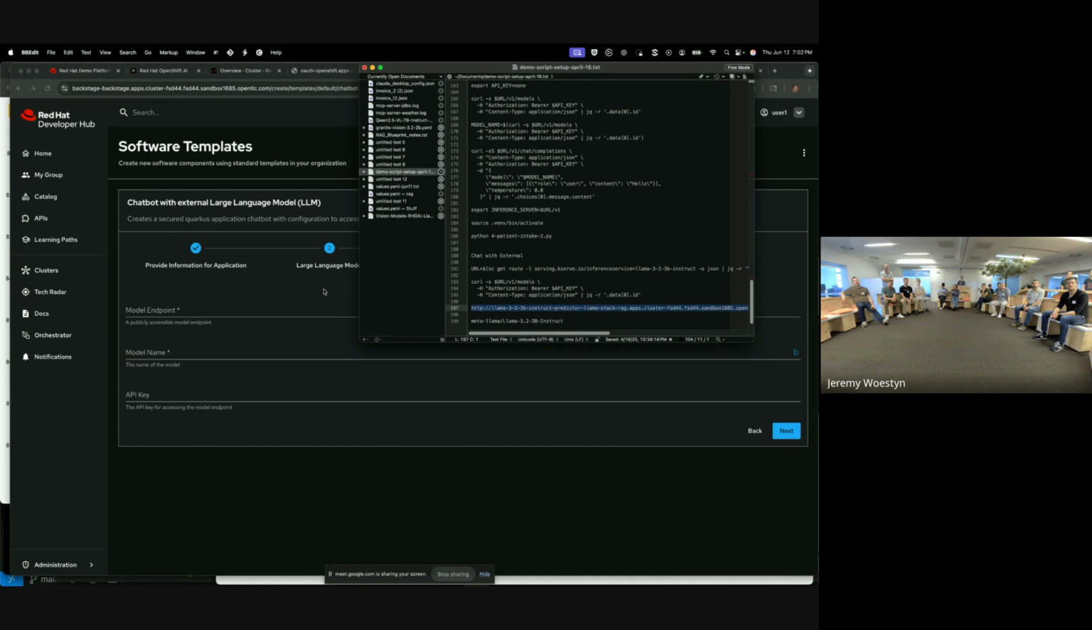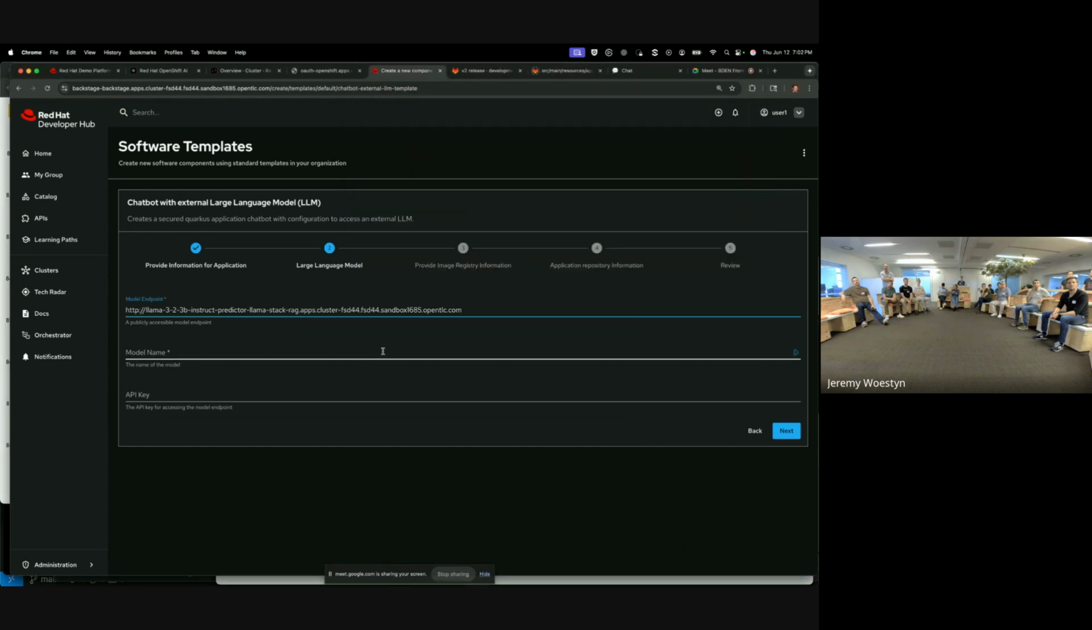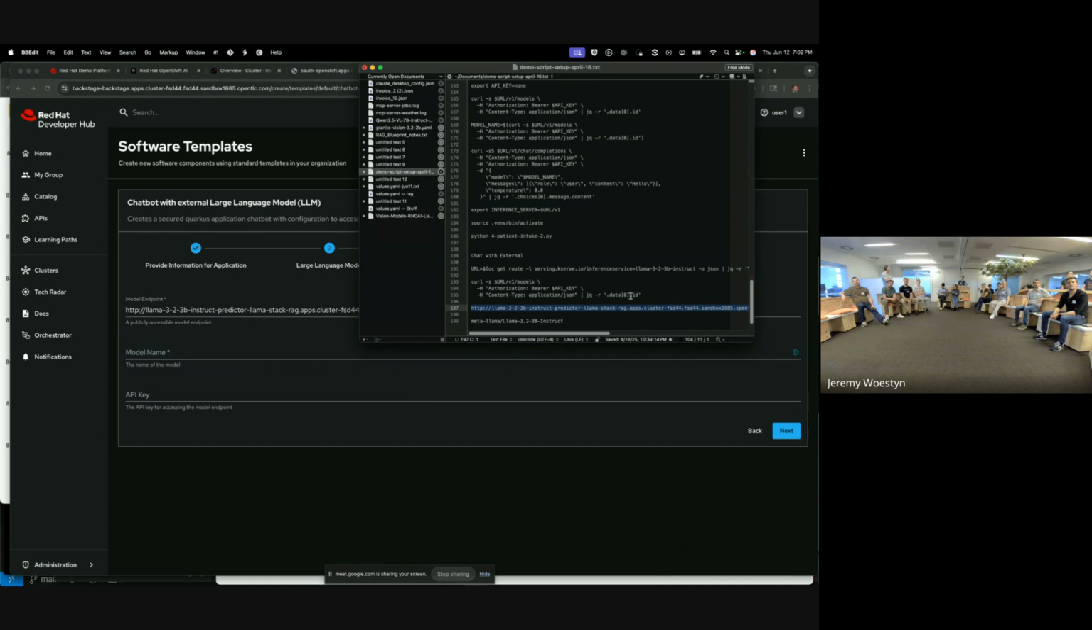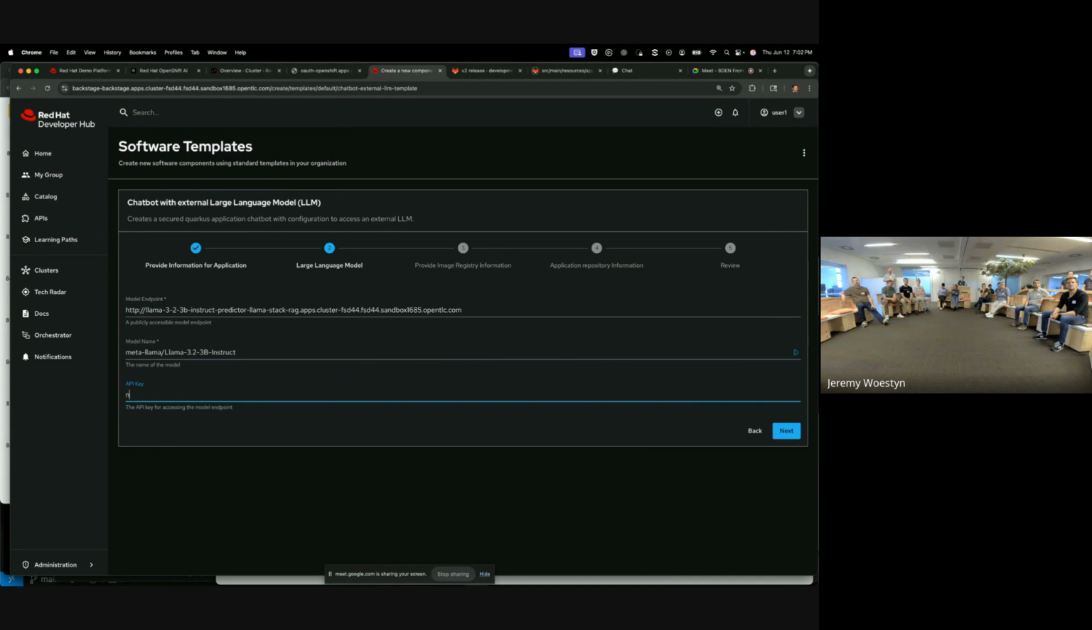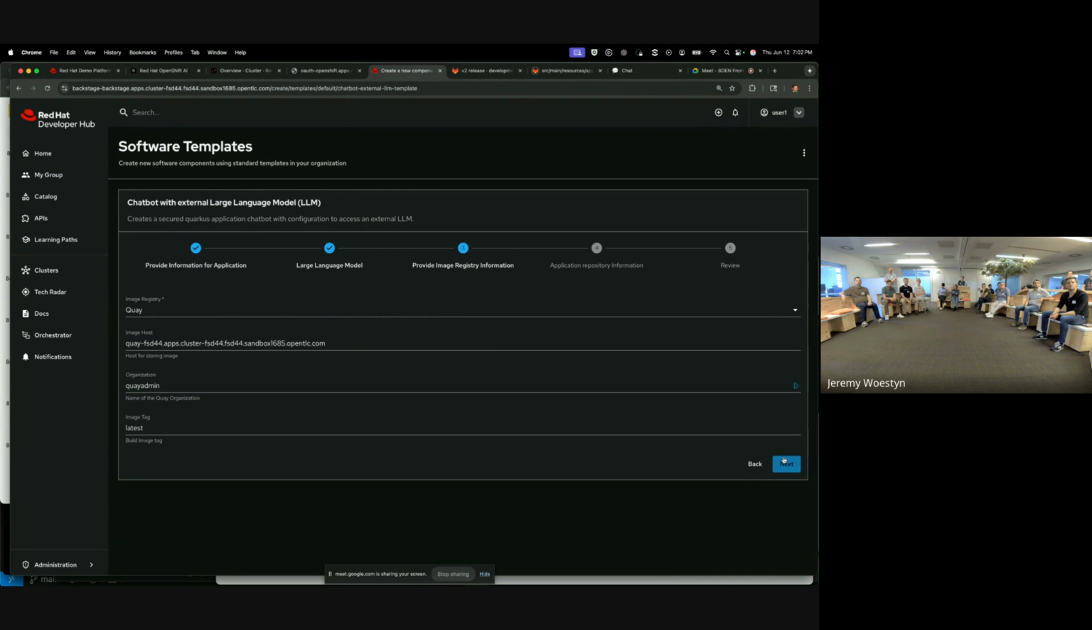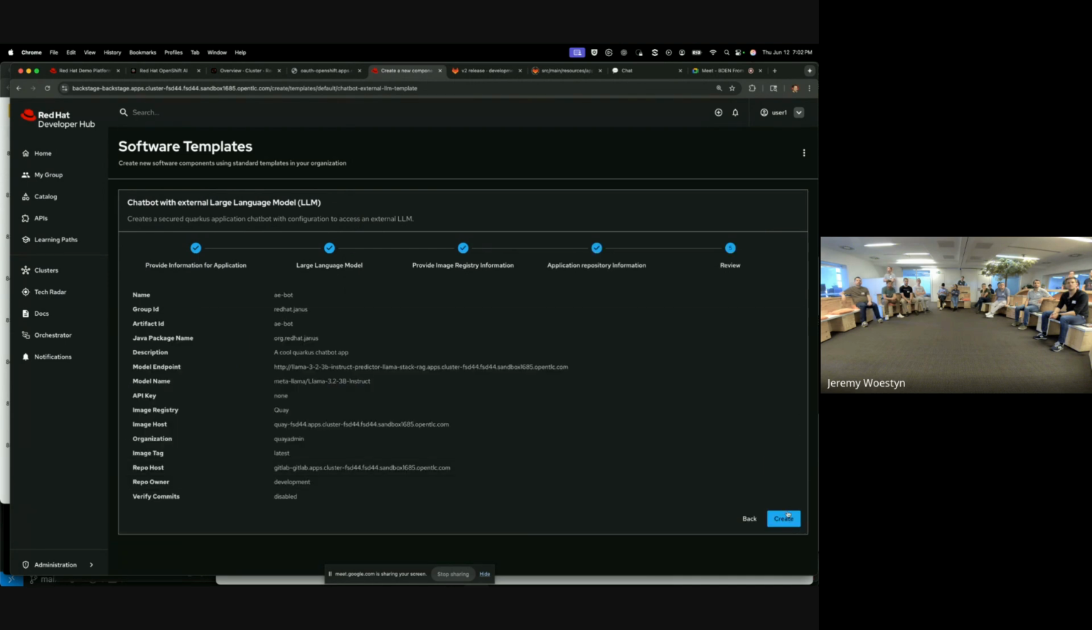So this is the backend. This is the large language model. I'm not deploying a new large language model, I'm just going to use one. And this is the Meta Llama 3B instruct. Yeah, let's do that. No API key needed for this one because it's a local model on this cluster. I'm going to put this in the Query repository, hit review here, hit create.